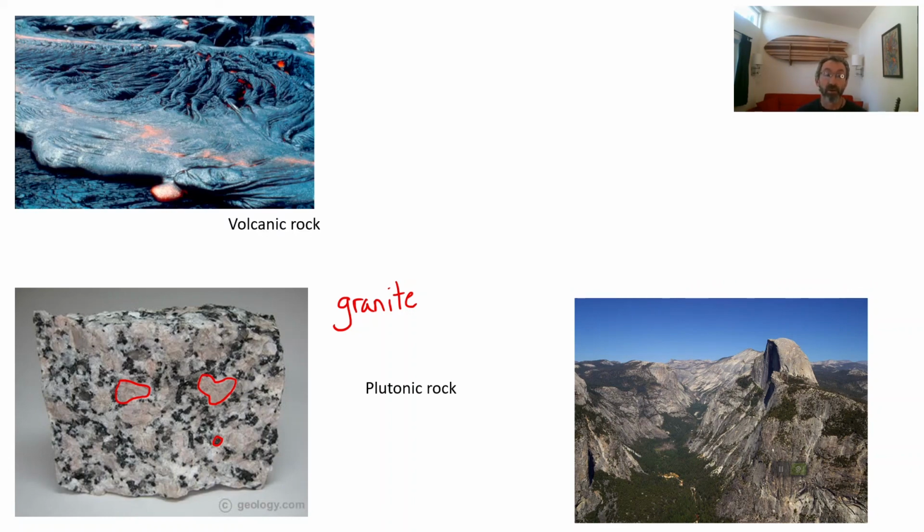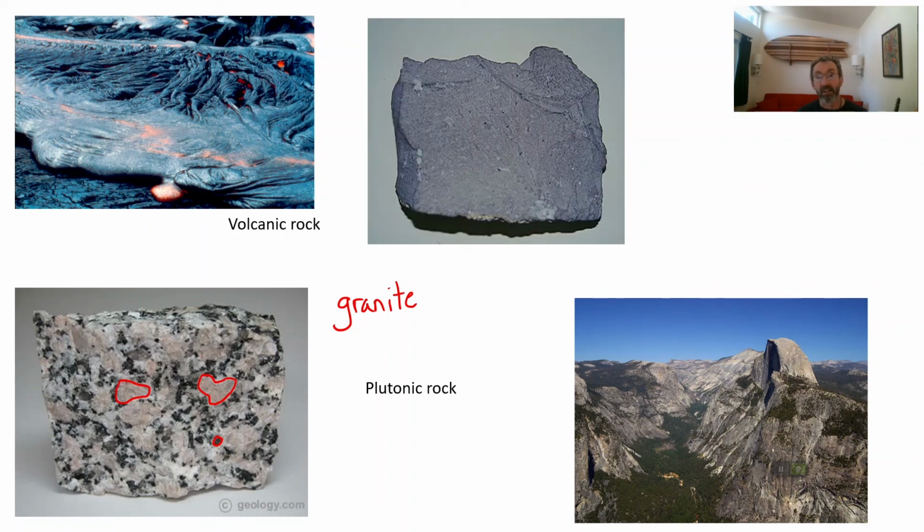Now, the other type of igneous rock is, like we said, volcanic rock. And so we have here, you can see an example of a lava flow. And here's an example of a volcanic rock once it's cooled. And you can see that the crystals are much, much smaller than with the granite. In fact, you can't see them with the naked eye, and you would need a microscope to see the individual crystals.